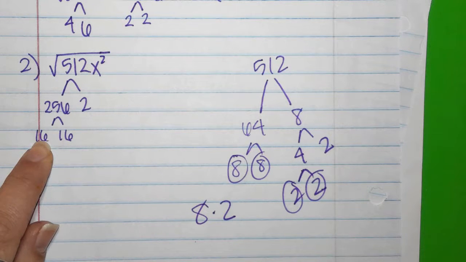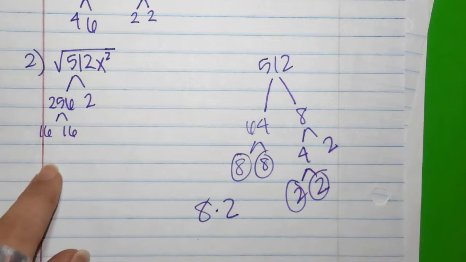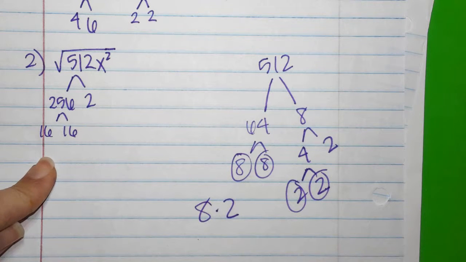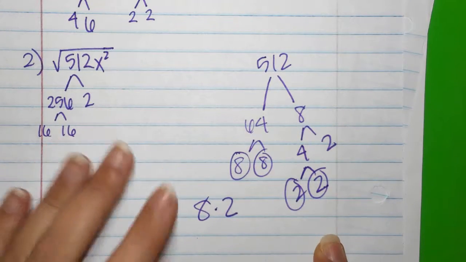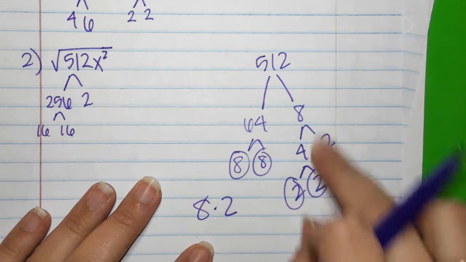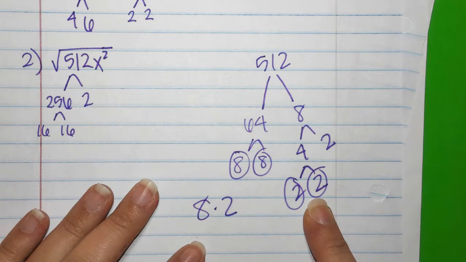Would that be a shorter version of it? Yes, that's why we're doing the biggest. But can't we just do the smallest? Then you have to break it down more. If you do the smaller number, you have to break it down more times, and you run the risk of not breaking it down completely.